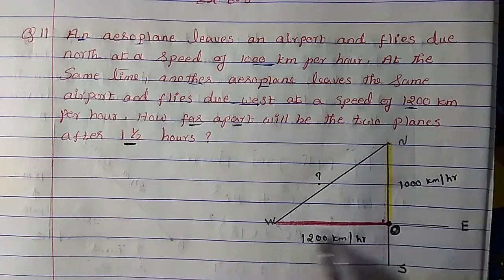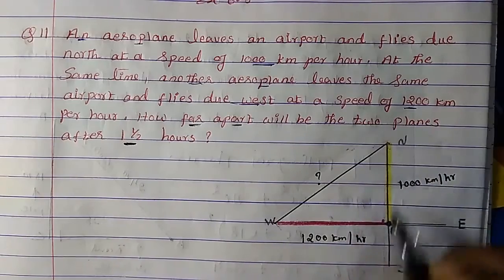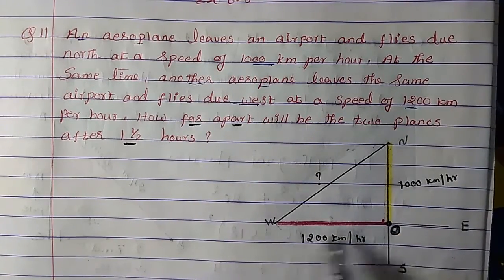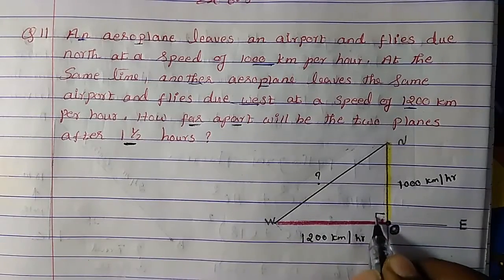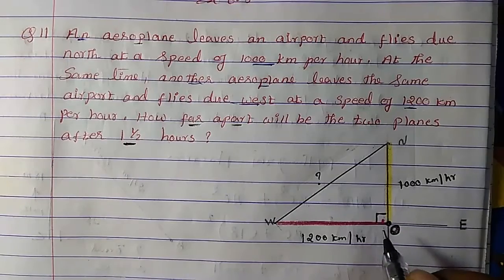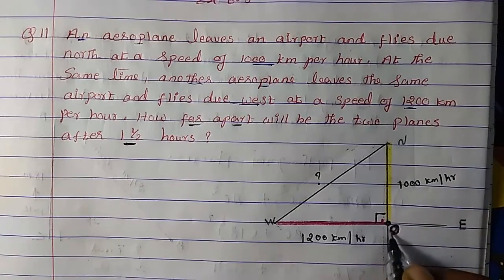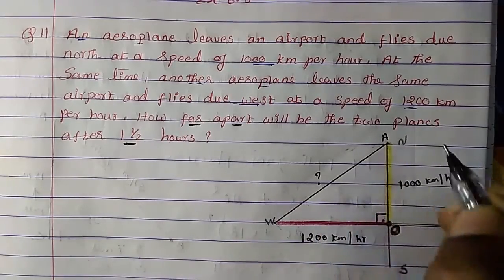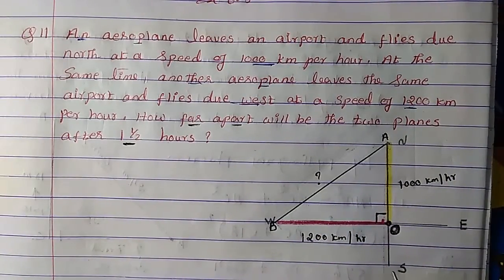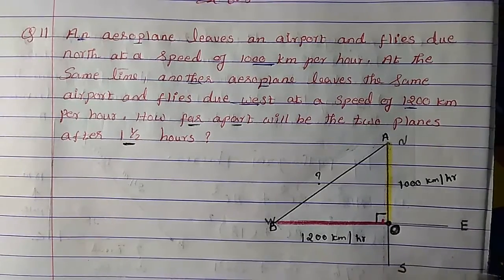Now this is the airport. North direction means it is vertical, and west means it is horizontal. So naturally a right angle triangle is formed here. Therefore, we can very well use the Pythagoras theorem here. Let's name this point A and this point B.